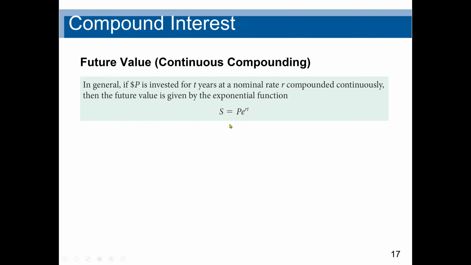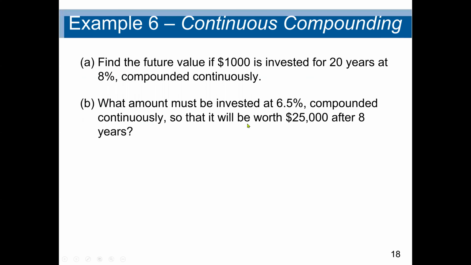So if it's continuously compounded, we can see that instead of saying 1 plus r to the power n, we are going to represent e, the exponential value. So again, compounded continuously, the future value will be S equal to P times e to the power of rate times time. The interest rate is r and the period of time is t.